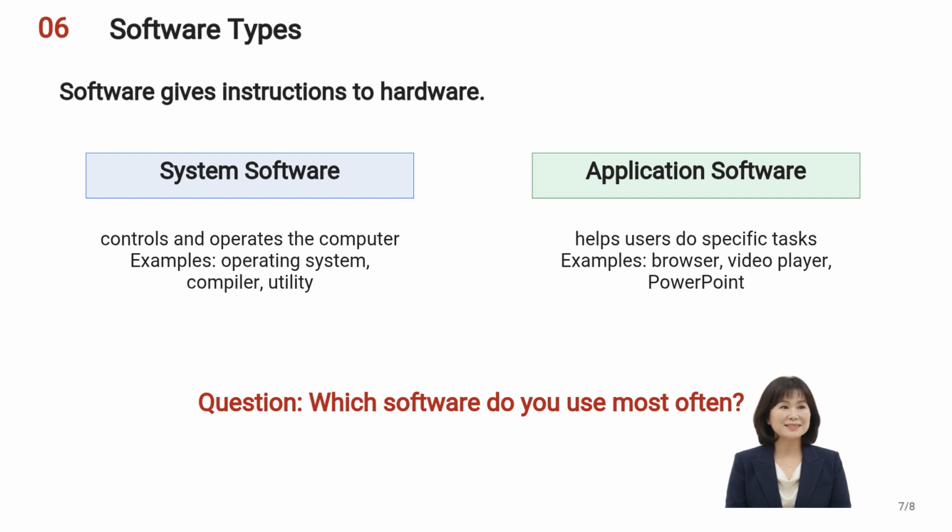The second group is application software. Application software helps users do specific tasks. A web browser helps us search the internet. A video player helps us watch videos. PowerPoint helps us make presentations. Please answer this question in English. Which software do you use most often? You can say, I often use a web browser, or I often use a messenger app.